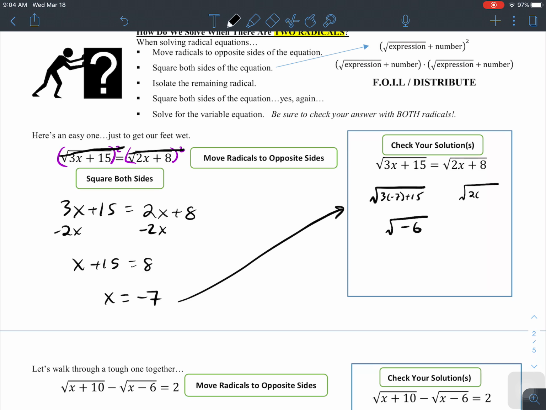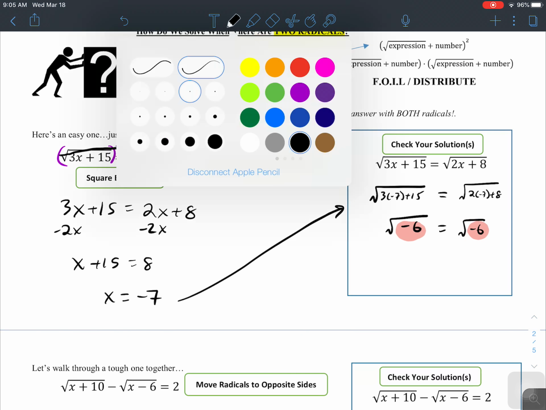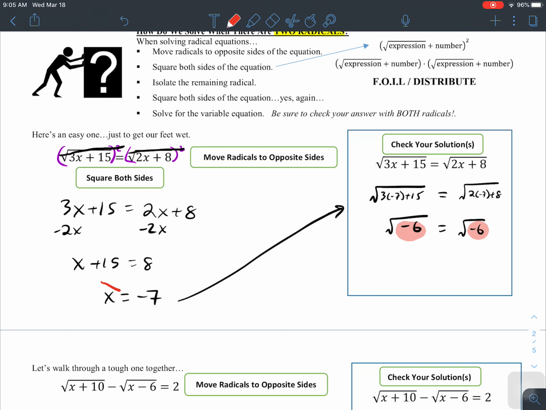And then on this side, 2 times negative 7 plus 8. Negative 14 plus 8 is negative 6. And now really you're going to say, well, are those equal to each other? And you want to say yes. Because, well, they are. But I don't like that there is a negative number inside the radical, because you cannot have that. It is impossible to take the square root of a negative number when we're dealing with this, so therefore that does not work.